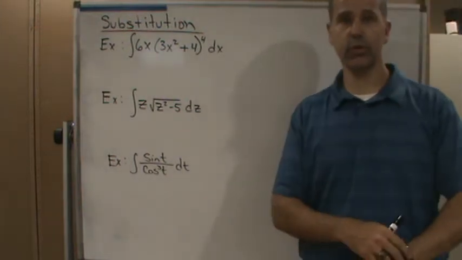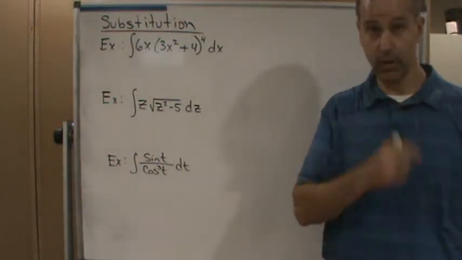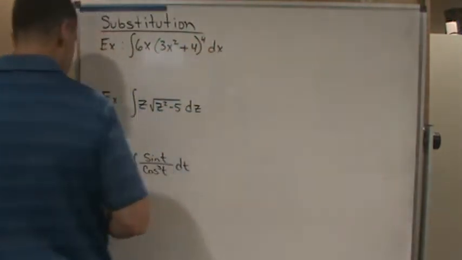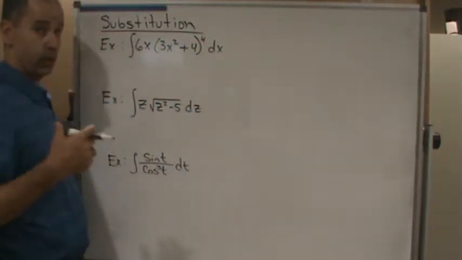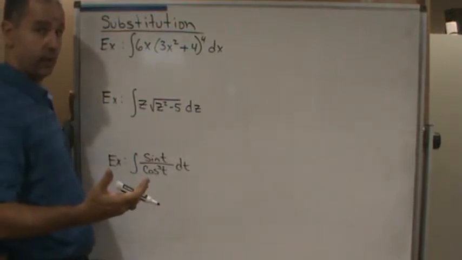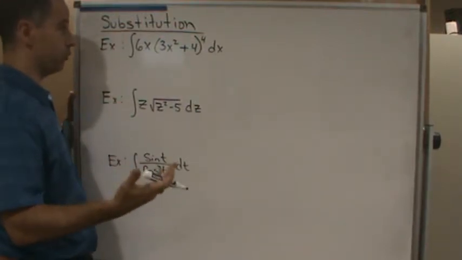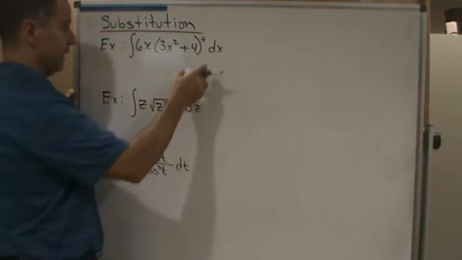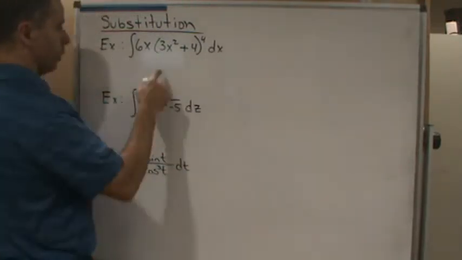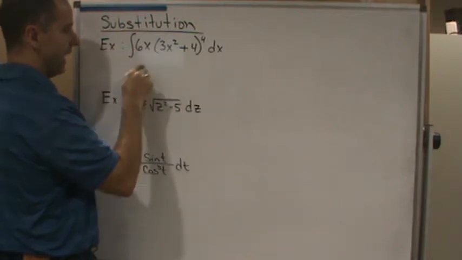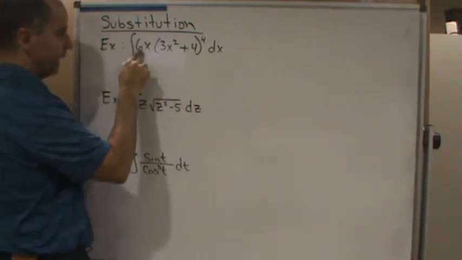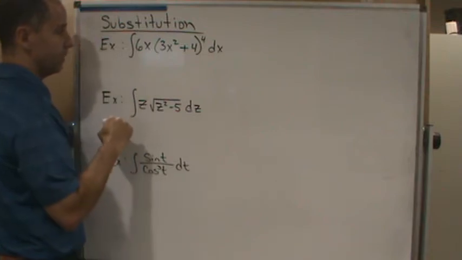Okay, so now let's do some more examples of u substitutions. So here's what we have. Let's do the first one. We've got to look for a function whose derivative can be grouped with the differential, dx in this case. I notice that if I take the derivative of this thing, it's going to be 6x, which is right here. And I can group the 6x with this.